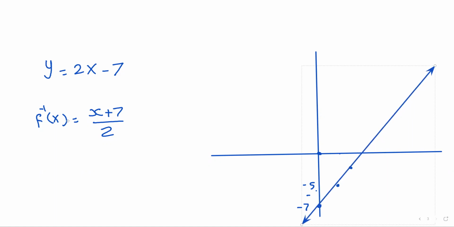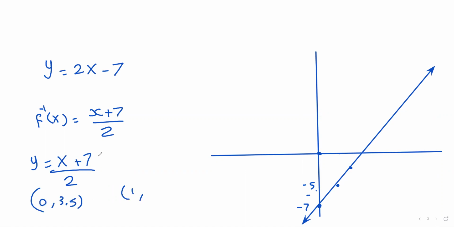Now try to graph the inverse function, which is y equals x plus 7 over 2. Take a value like 0. It will be 0 and 3.5. Take a value like 1. 1 plus 7 is 8, 8 over 2 is 4, so 1 and 4. Take a value like 3. It will be 3 and 5. Plot the points.